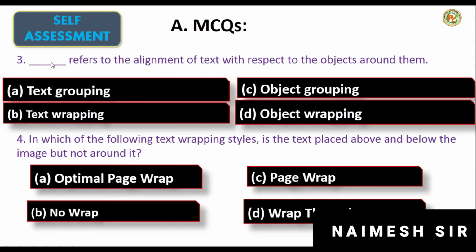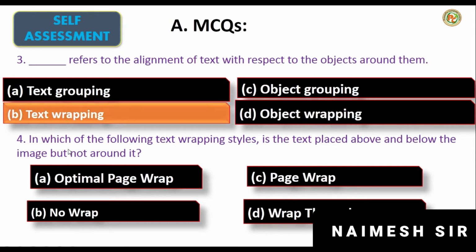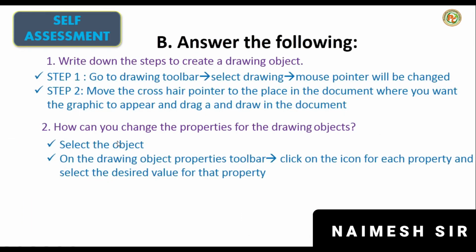Number 3, dash refers to the alignment of text with respect to the objects around them, so it is called text wrapping. Okay, the answer will be B, text wrapping. Number 4, which of the following text wrapping styles places the text above and below the image but not around it? It is called no wrap. Okay, now the next question answers.